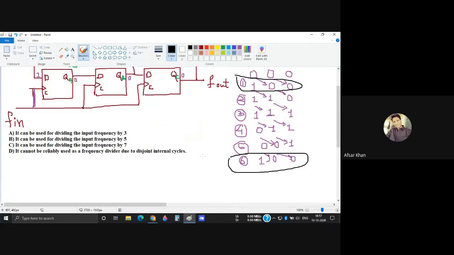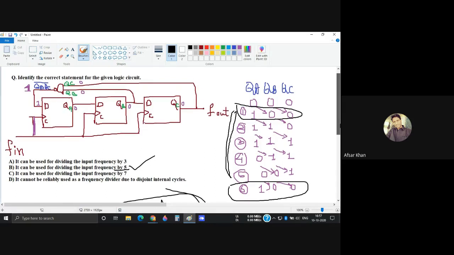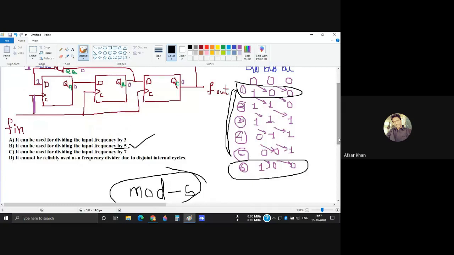Means it can divide the input frequency by 5. So it can be used as a mod 5 counter, or we can say divide by 5 frequency. Yes or no, students? Such types of problems have been asked in the GATE exam.